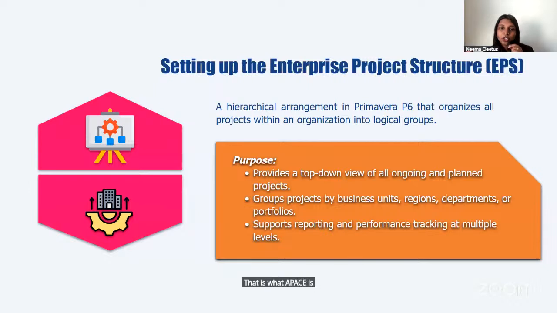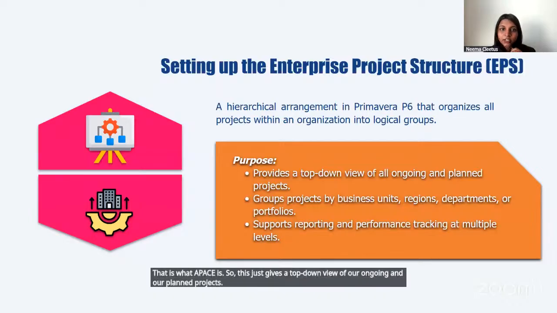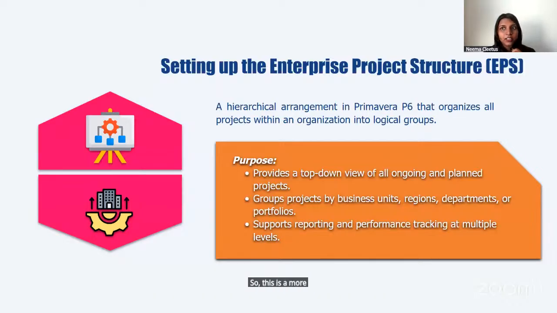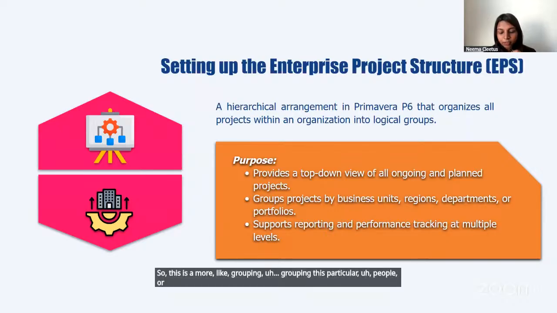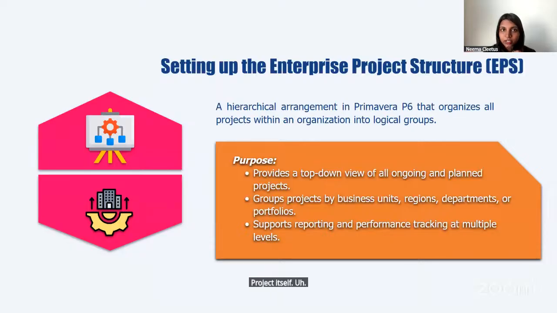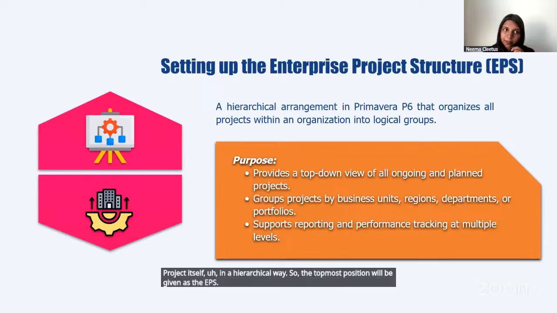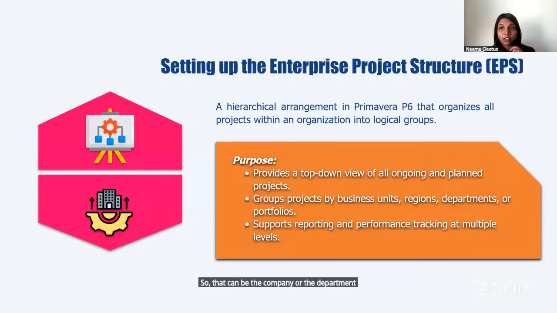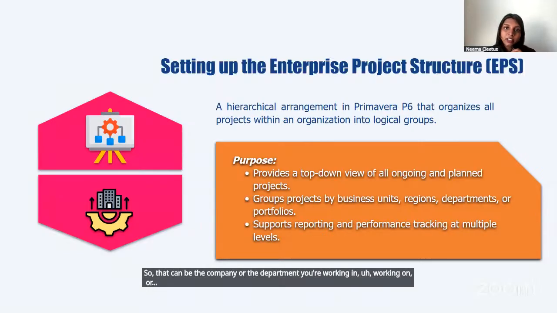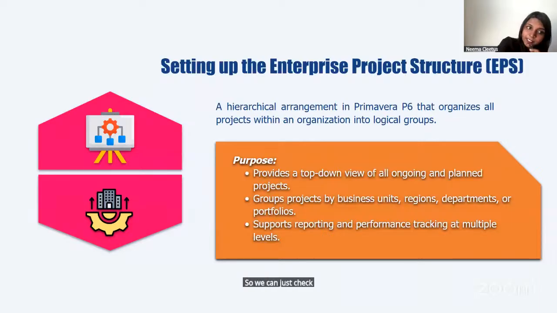So this just gives a top-down view of all ongoing and planned projects. It is more like grouping the people, or the employees, in this project in a hierarchical way. So the topmost position will be given as the EPS. That can be the company or the department you're working in, or the director or the CEO, anybody who's controlling the whole project. We can check that in Primavera P6 itself.